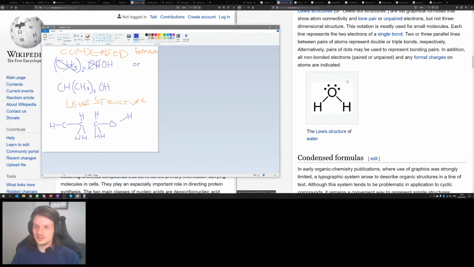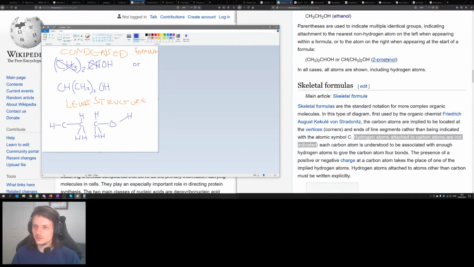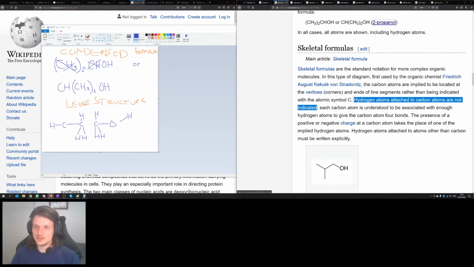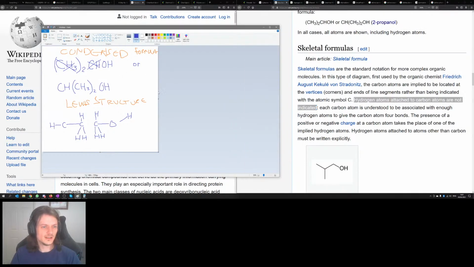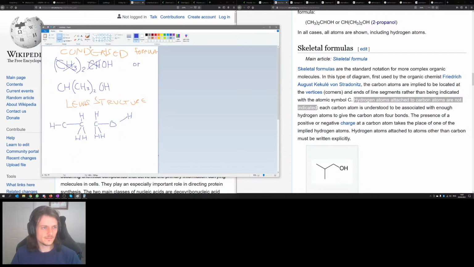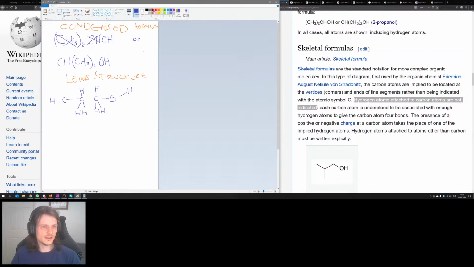Let's see what this actually is. This was propanol. Let's have a look how they lay it out. Oh, so this is using the other one. This is the skeletal formula. Let me record these. Intriguing. Skeletal formula.